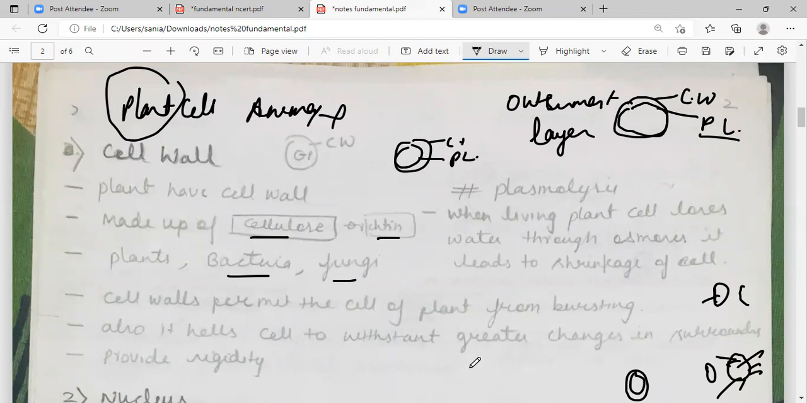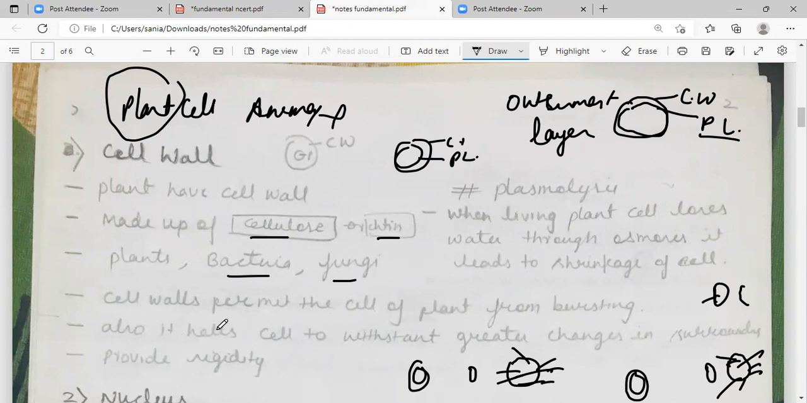As I told you, for example, you water a plant, right? The shape of the plant cell is this. After watering, it became like this. If you keep on watering, a time will come when it will burst, right? But why doesn't it? Have you ever seen a plant bursting? No. Why? Because they have a cell wall, and the cell wall protects the cell from bursting.